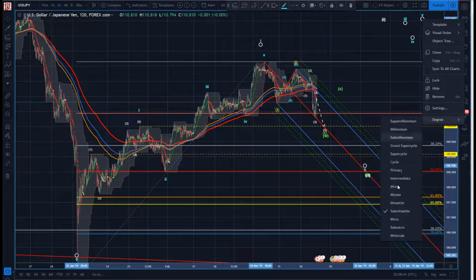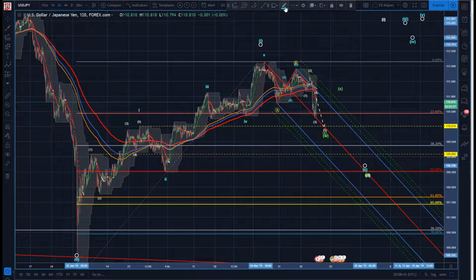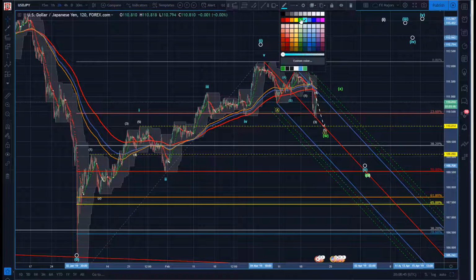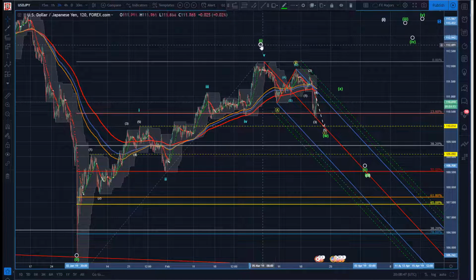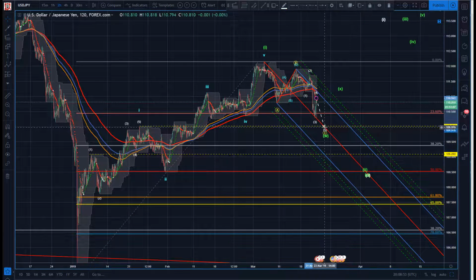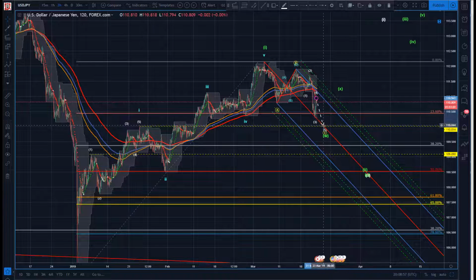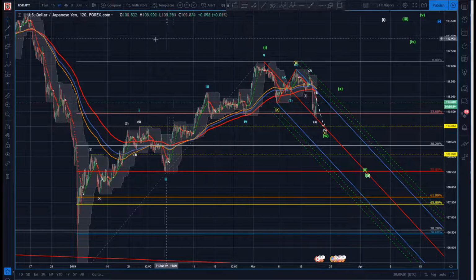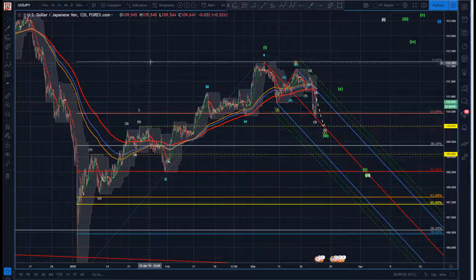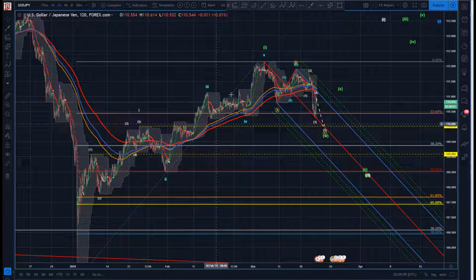Let's get that degree up. We'll go minuet. Let's go. We'll go green. That's fine. Okay, so 1. Are we doing a 2 or are we doing a 4? Well, we can't really get any confidence in the count until we break this pivot. Then we can start to look more seriously at this as a diagonal. So you'd assume that this was complete here as a diagonal. So we'd have to go A, B, C, A, B, C.